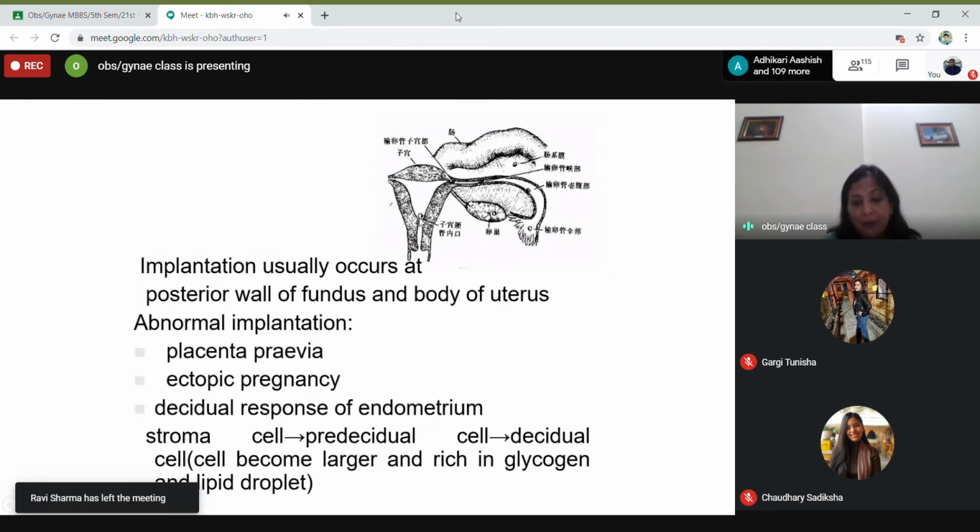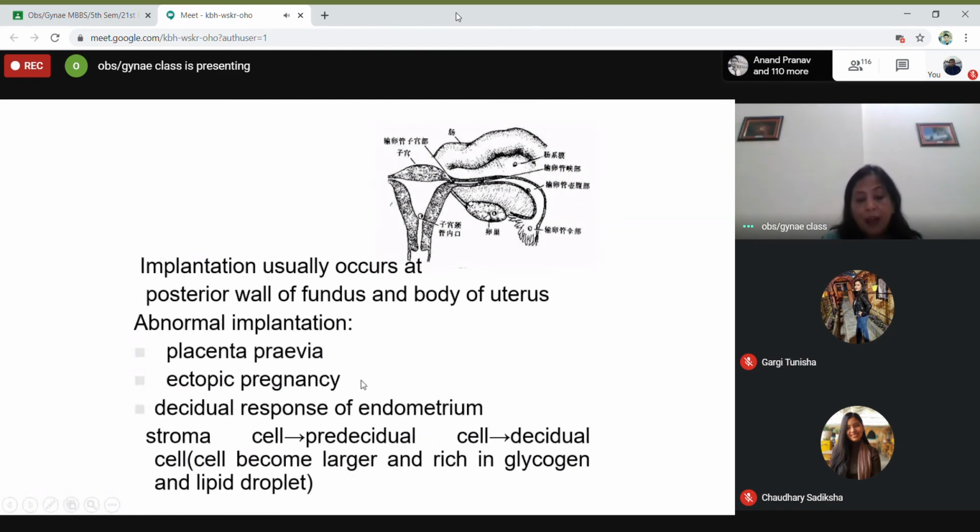And sometimes this may implant in the tube. Sometimes, due to less tubal mobilization or less movement of this zygote, they may implant into the fallopian tube, or sometimes they come out and implant in the abdomen, or they may implant in the cervix. So these are called ectopic pregnancy. The most common ectopic pregnancy is tubal pregnancy.